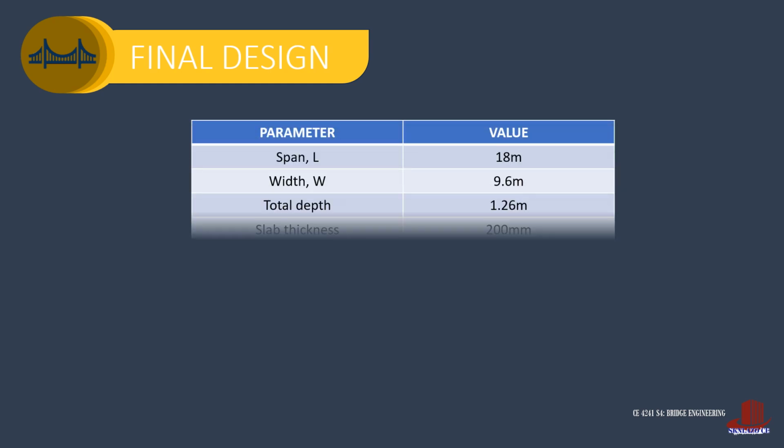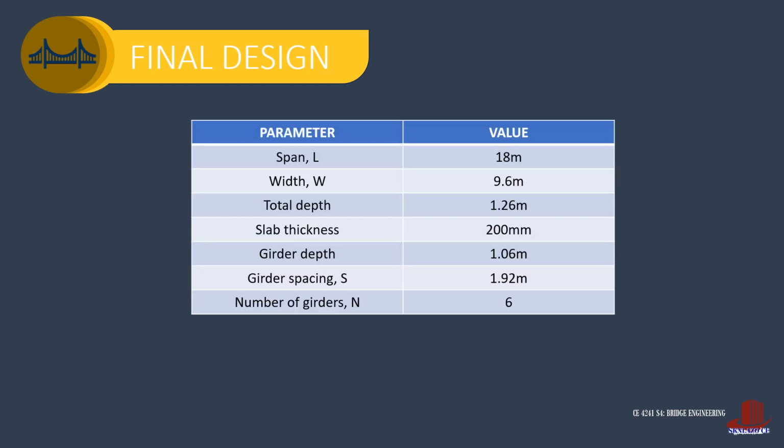With the numerous options, the adopted value for each parameter is placed in the table, where the span is 18 and the width is 9.6 meters as placed in the premise. The total depth is 1.26 meters, separated as slab thickness of 200 mm and girder depth of 1.06 meters. Then the girder spacing is 1.92 meters, making the number of girders 6.